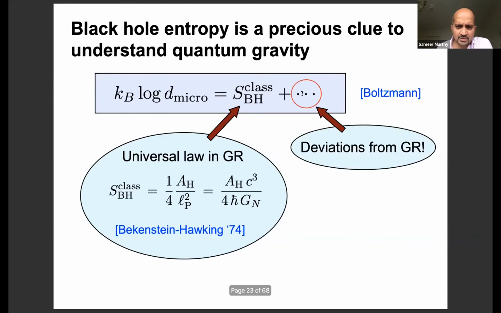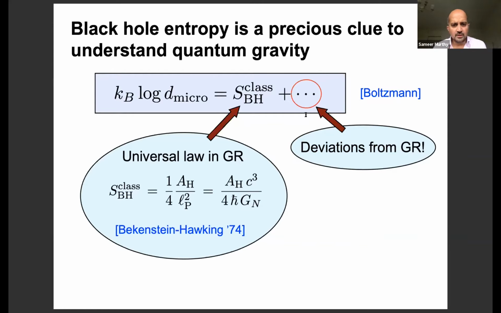And in fact, that's an important thing. If you know what this number of microstates of a black hole is, and if you can calculate these deviations from the thermodynamic limit, that gives you information about deviations from general relativity, because this is the universal formula in classical general relativity. So this is some sort of window into quantum gravity. It's a whole story. I don't want to get into it here.